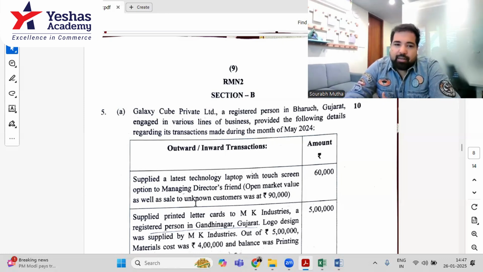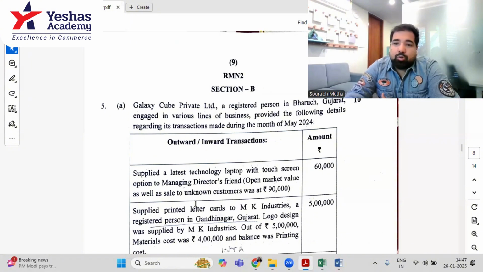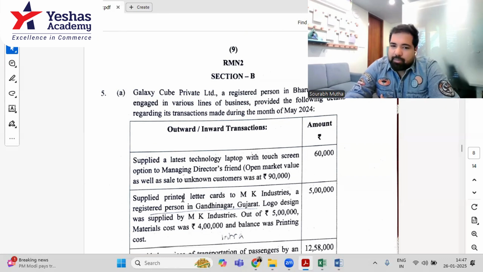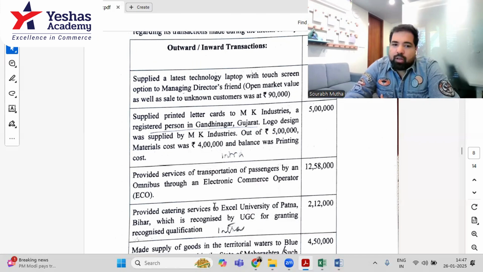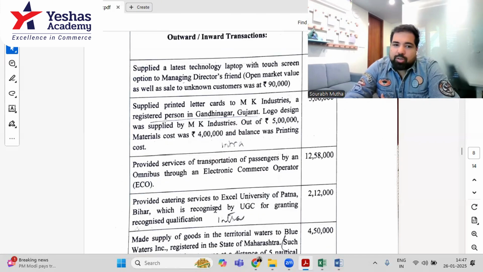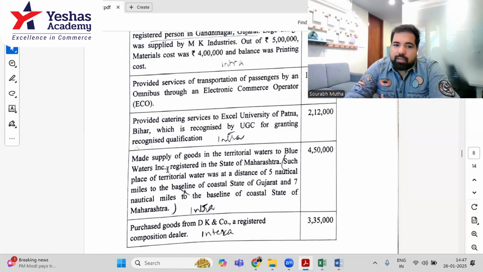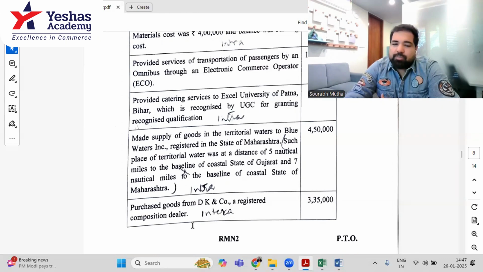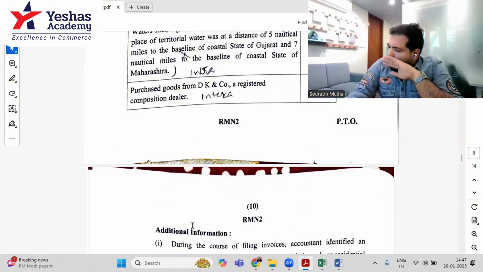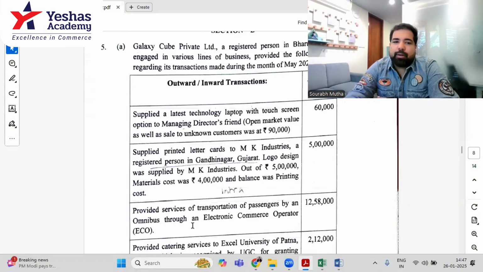Supplied. So this is SL, a laptop. Doesn't matter to whom supplied, but right now it's SL. So on this, there will be GST. Yes. Again, supplied. So again, there will be GST. Again, provided services. So supply. Again, provided services. So again, supply. So one, two, three, four supplies. Again, made a supply. So again, SL. And this is PC. This is purchase leads to credit. So four supplies, one credit.